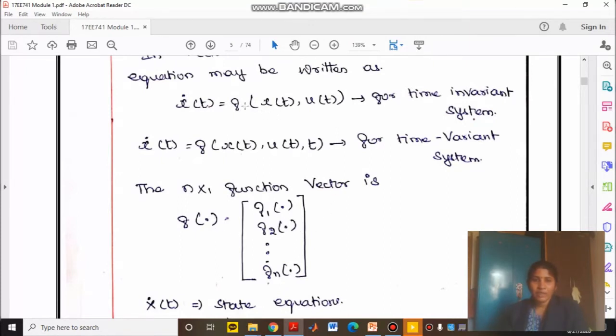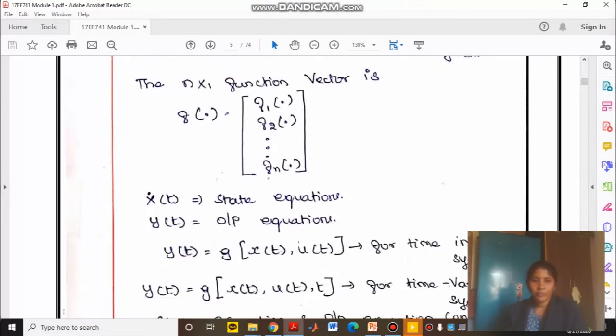Likewise, here it is not only one function; we will have an nx function vector. Those nx function vectors can be written as f of dot is equal to f1 of dot, f2 of dot, f3 of dot till fn of dot. Here x dot of t will represent your state equation, y of t represents your output equation.